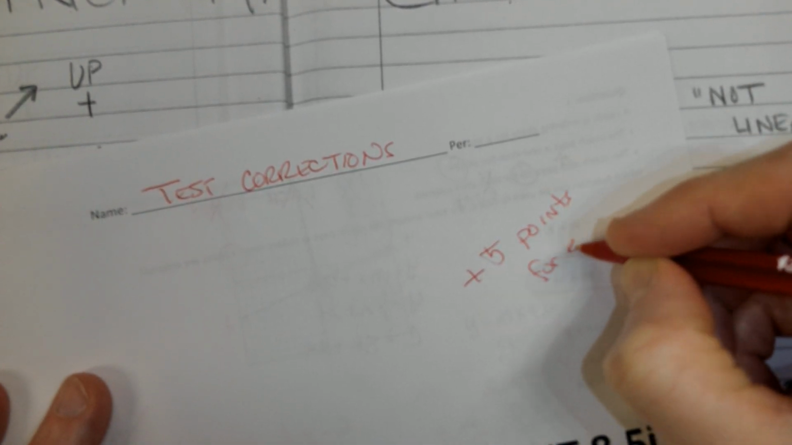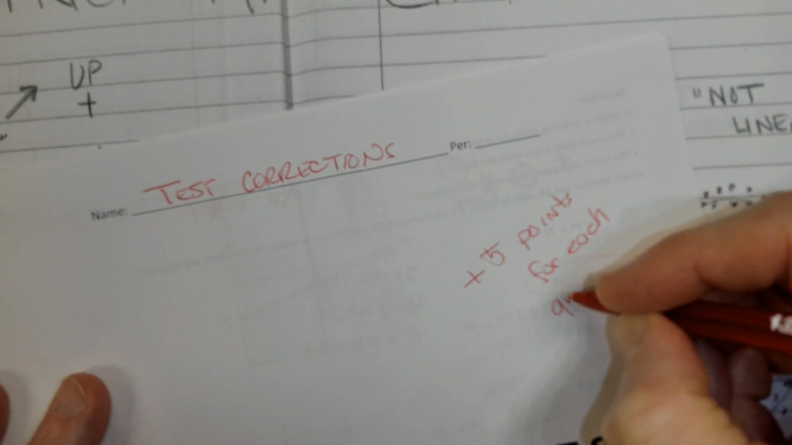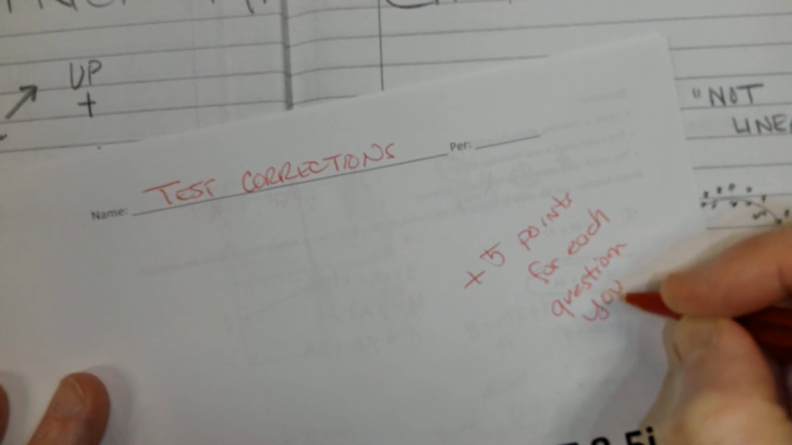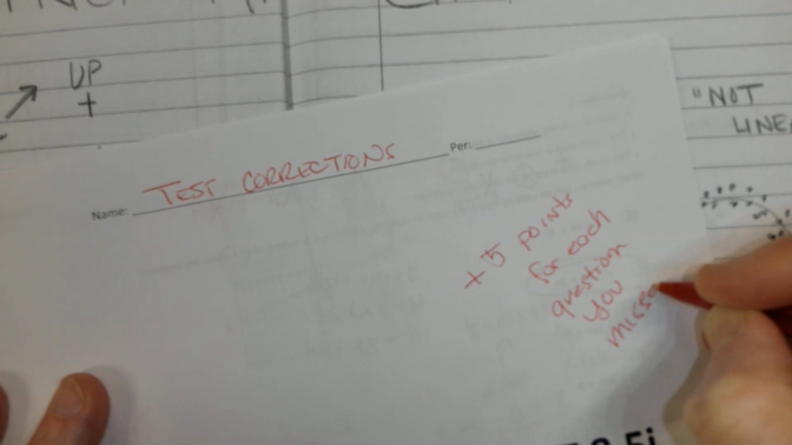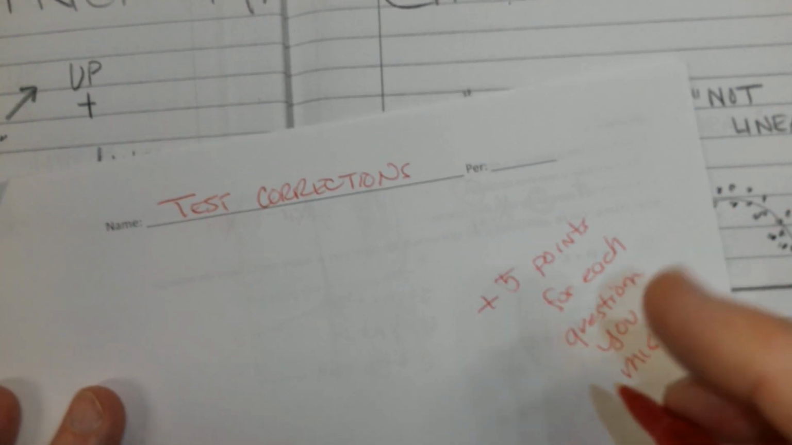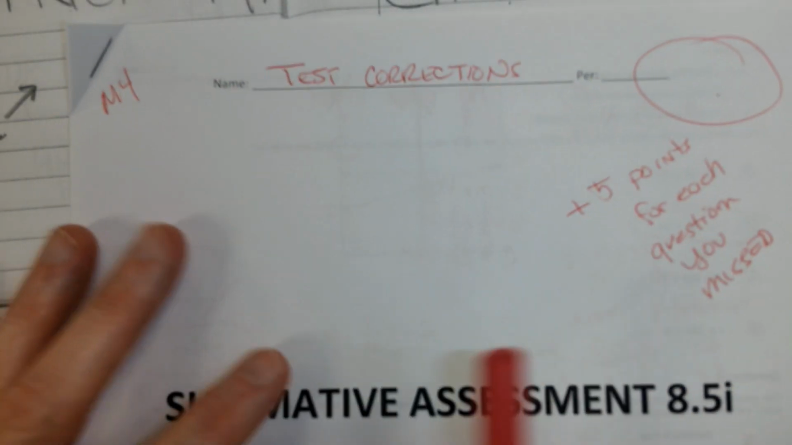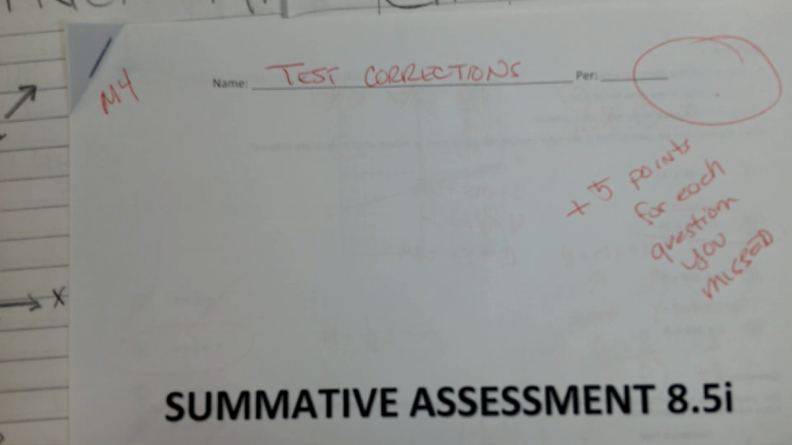All right. You're going to get credit, plus 5 points for each question you missed, if and only if you wrote this in red. Circle it right here. Put your old grade and your new grade. This is M4. Put a grade change in Canvas if you want your grade to change. If you do not, it'll stay the same. Good luck.